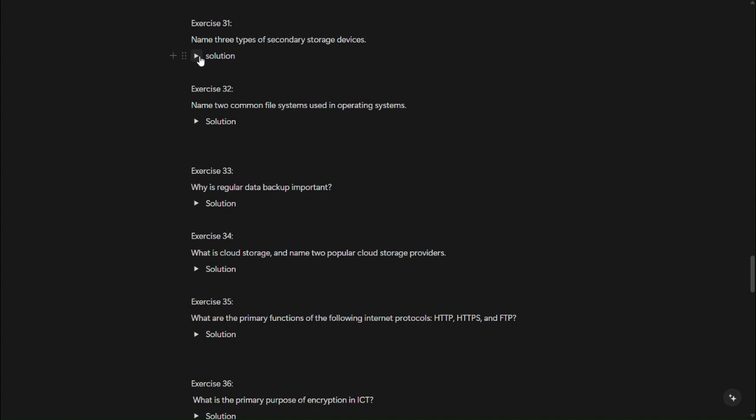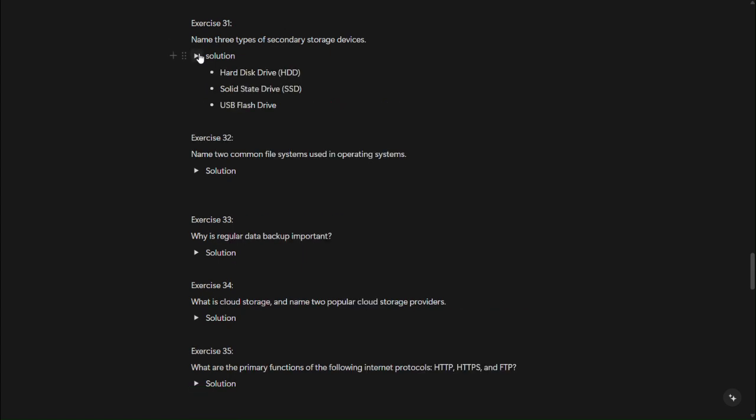Number 31. Name 3 types of secondary storage devices. We have the hard disk drive HDD, solid state drive SSD, and the USB flash drive.